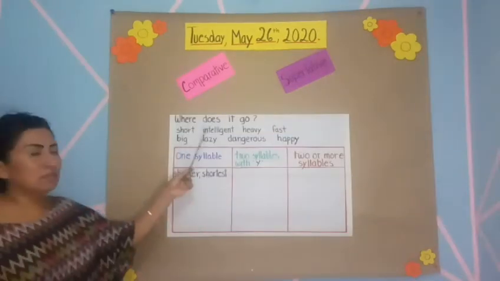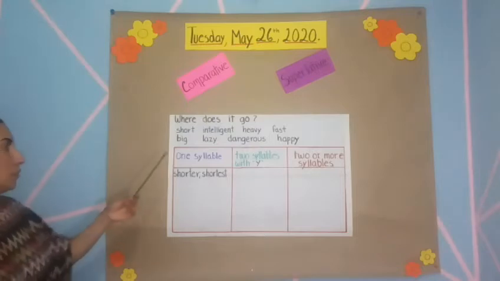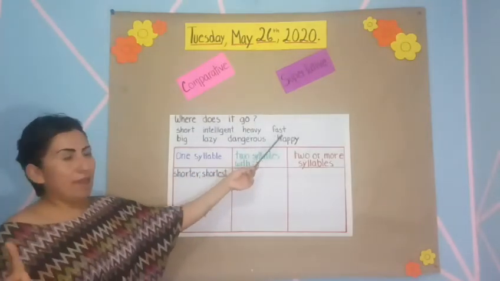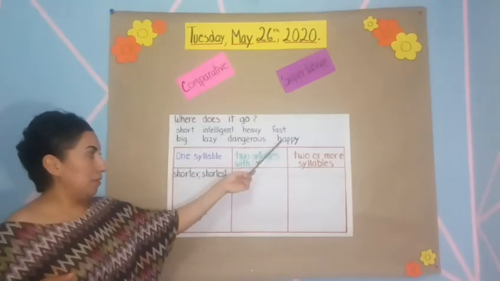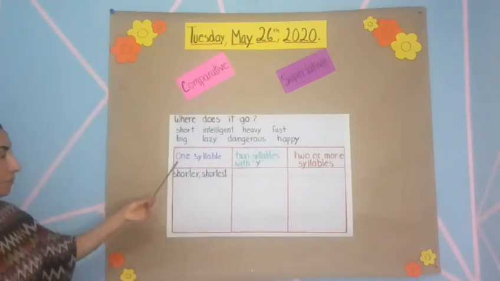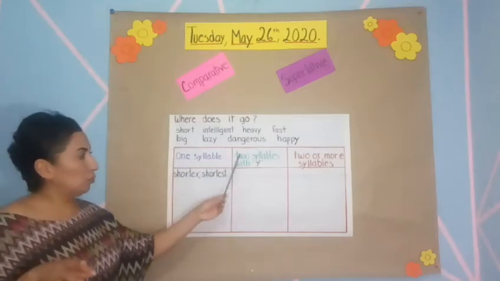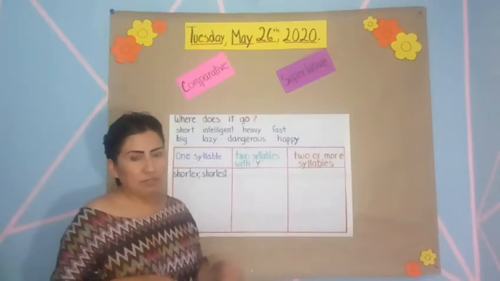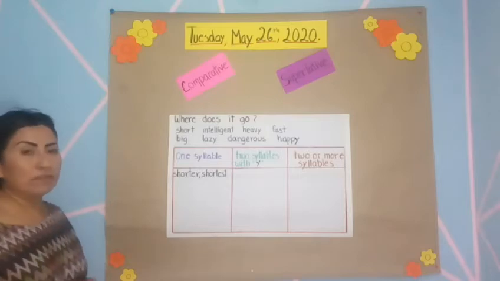Okay, where does it go? We can see different adjectives here. In first place, we have short, intelligent, heavy, fast, big, lazy, dangerous, and happy. And we have three different rules: adjectives with one syllable, adjectives with two syllables ending in Y, and adjectives with two or more syllables. In this case, we have to write the adjectives in the correct column.